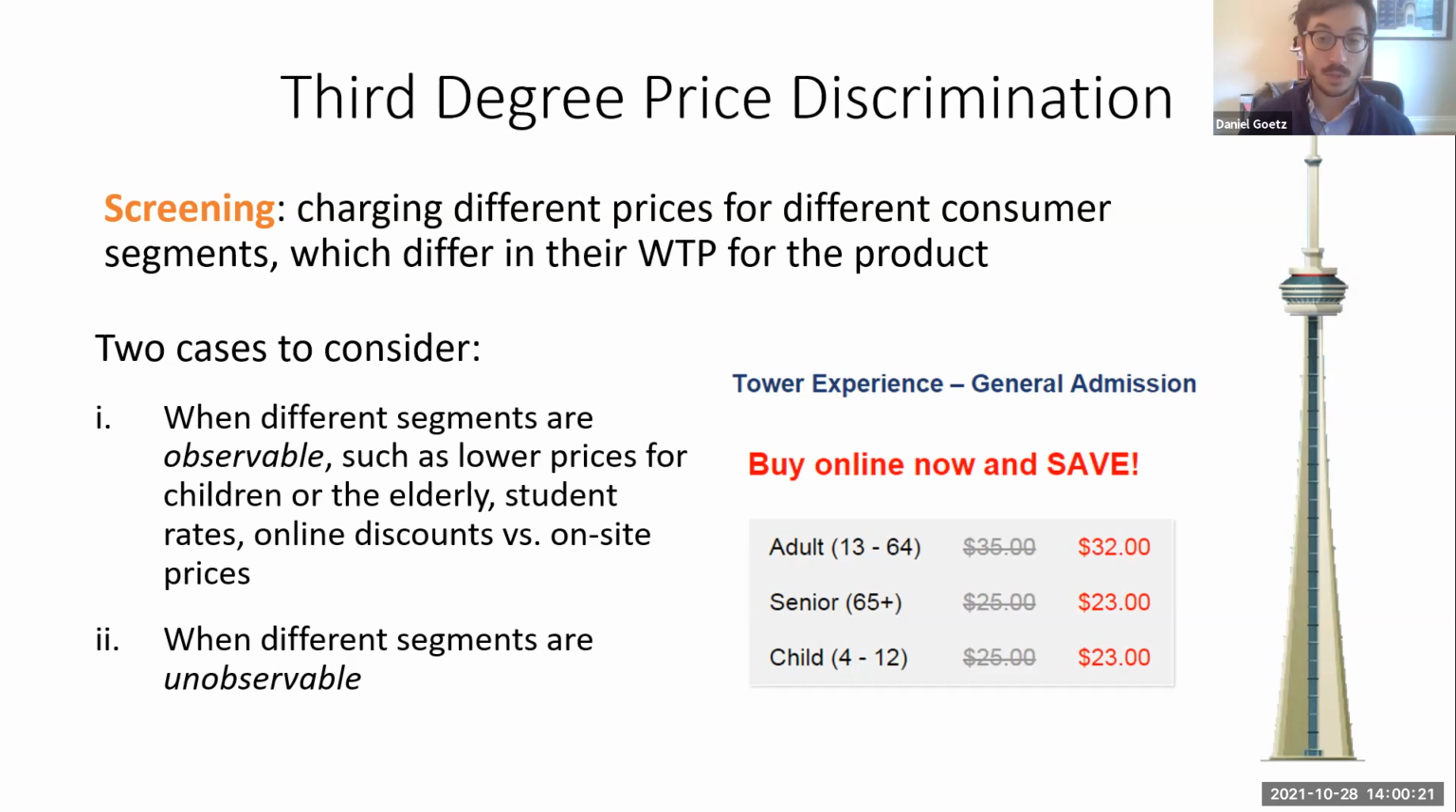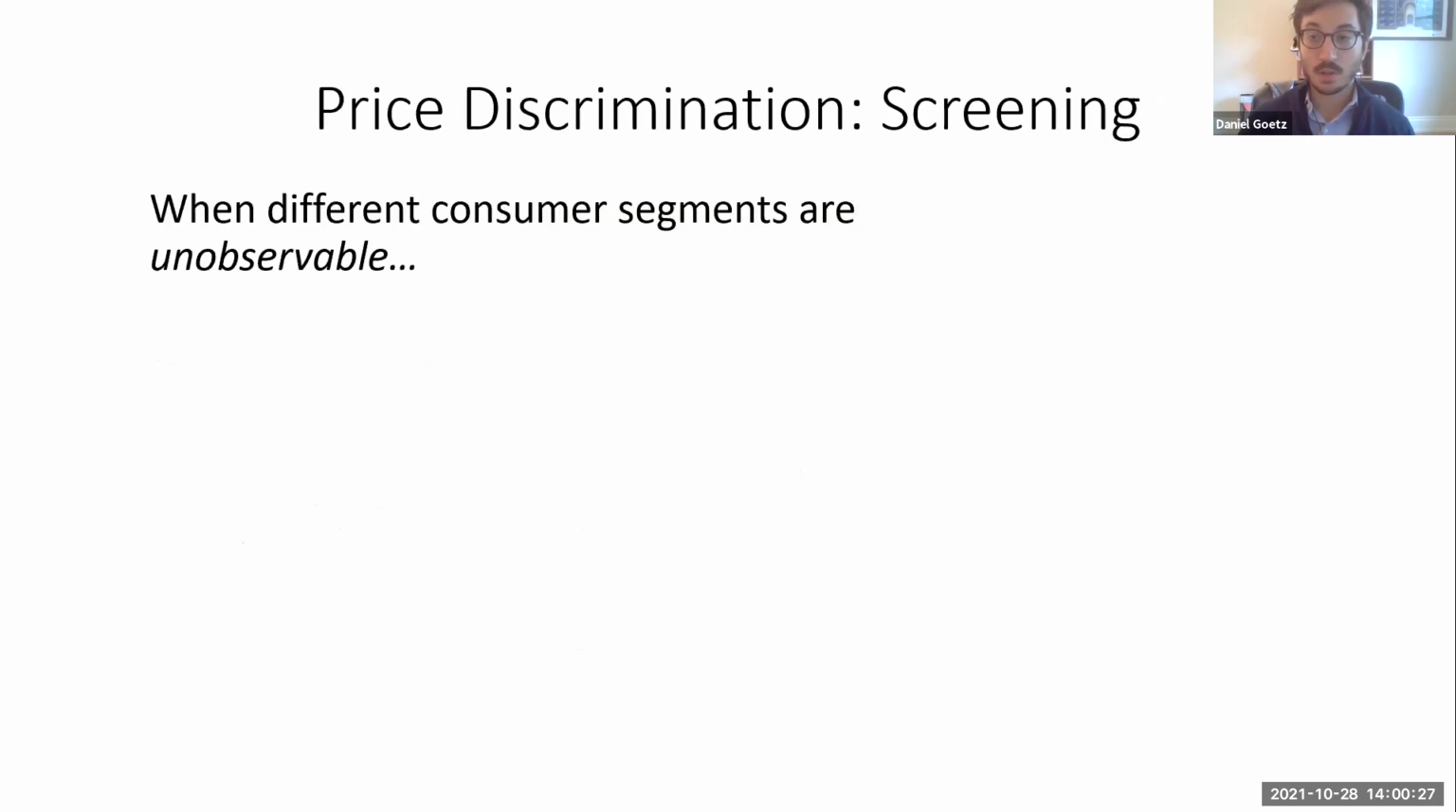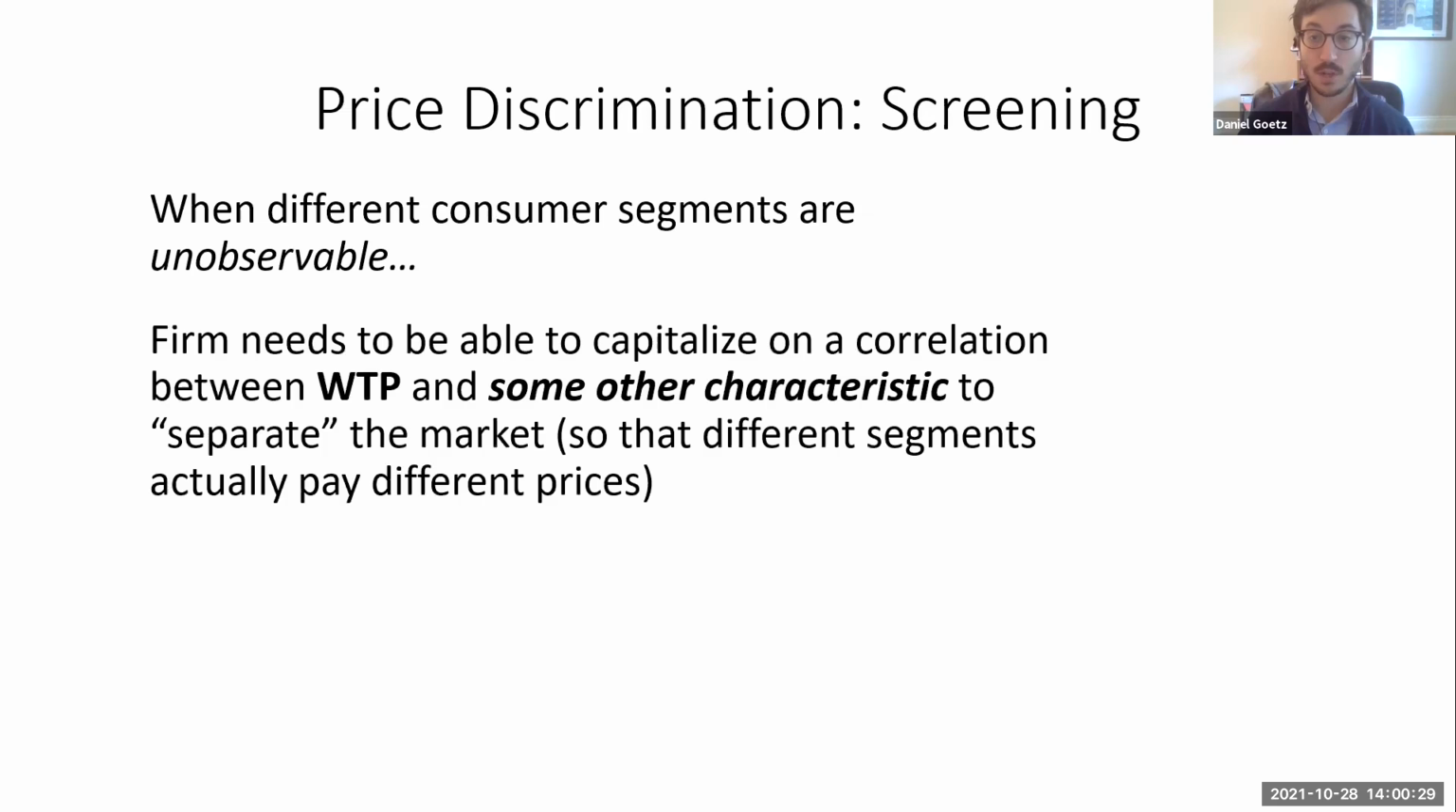The other option is that different segments are unobservable. That's like with the coupons, and that's a specific type of price discrimination. When different consumer segments are unobservable, but we know that they have different willingnesses to pay, then we need to be able to capitalize on some kind of relationship between willingness to pay and other characteristics in order to separate out the market, so that different segments actually pay different prices.